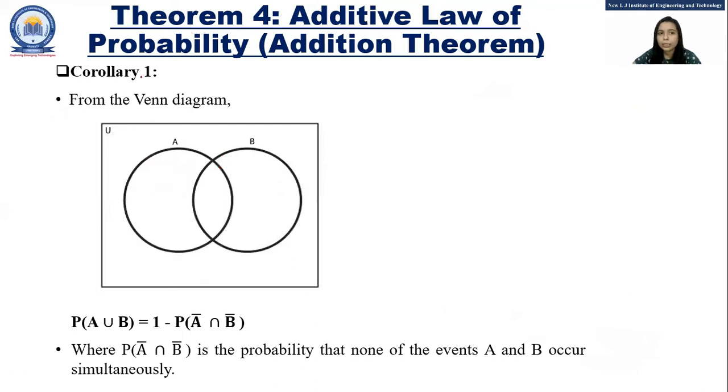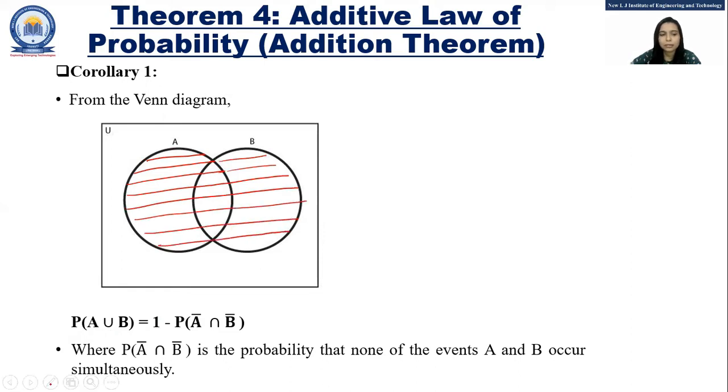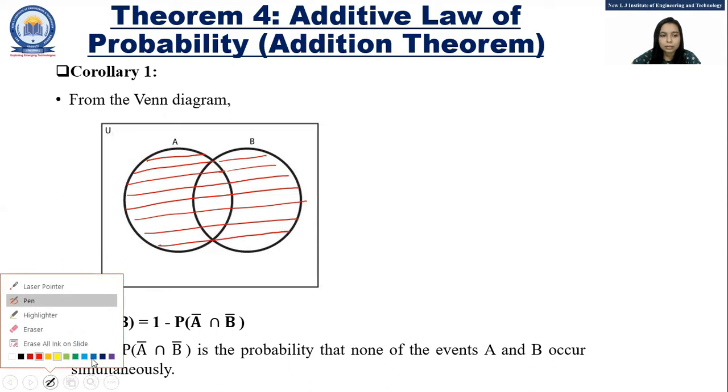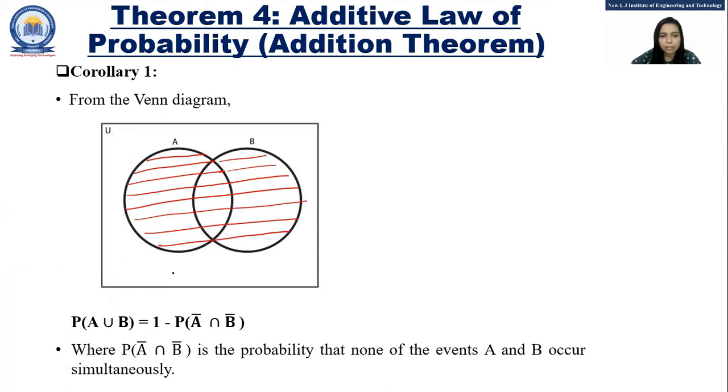Now, the first corollary for this theorem number 4 is that from this Venn diagram, you can say that P of A union B is equal to 1 minus P of A bar intersect B bar. So here, A union B is nothing but this part. Now, for the right hand side, I'm using a different color. So A bar is this part.